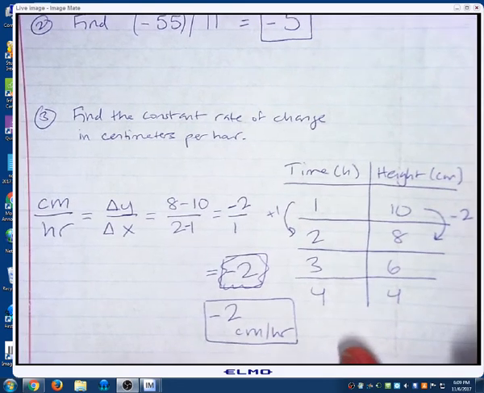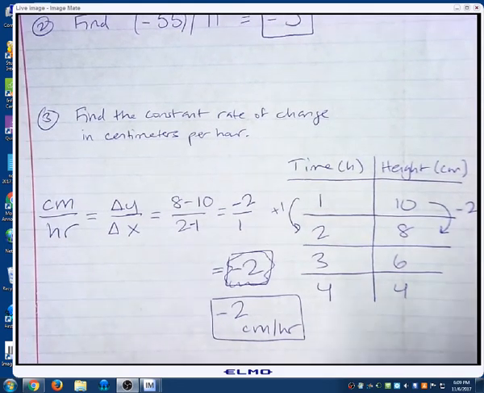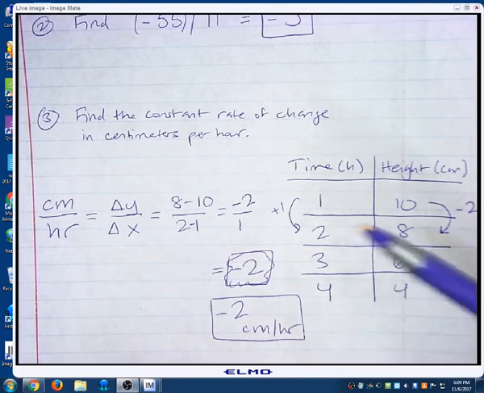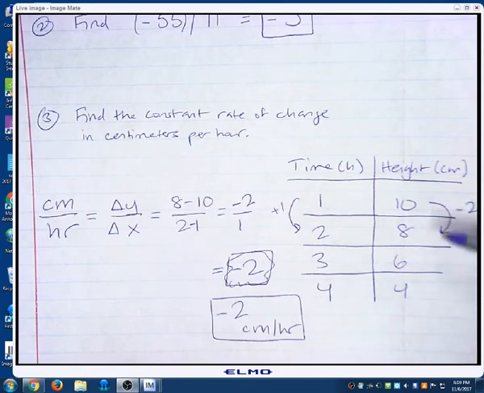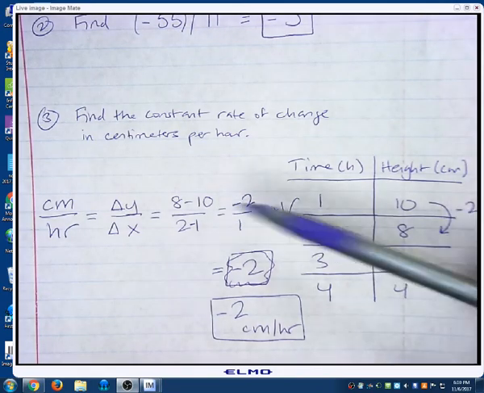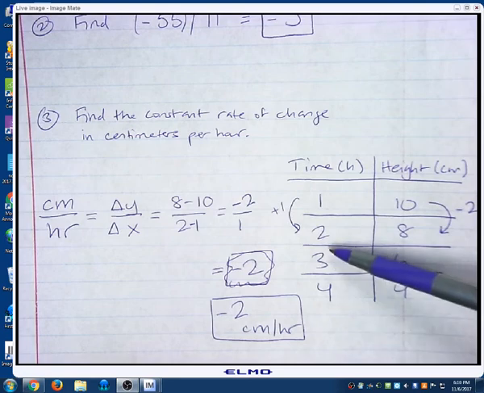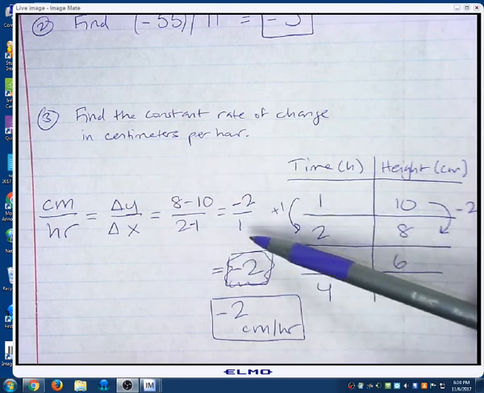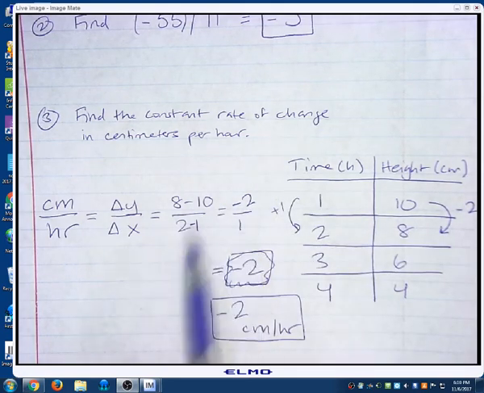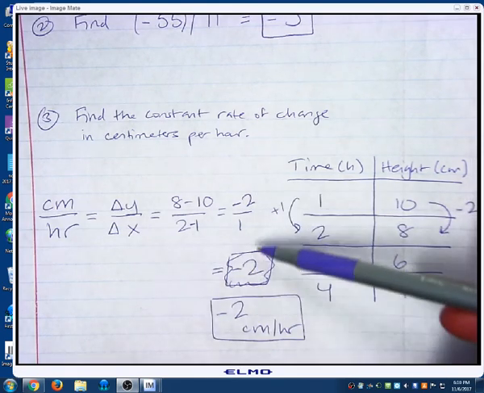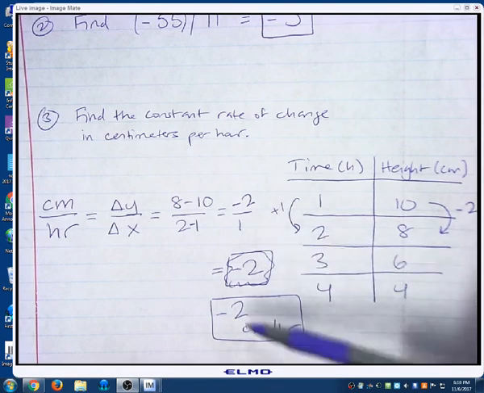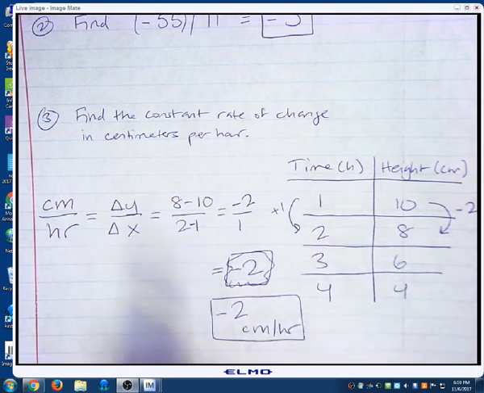So again, how I find constant rate of change is you find the change of y over your change of x. That means you take your second y, subtract your first y, and take your second x and subtract your first x. 8 minus 10 is -2. 2 minus 1 is 1. When I divide those numbers, I get -2. And my final answer is -2 centimeters per hour because that's what they were asking me to find. All right, go ahead and do the try it and let me know if you have any questions.